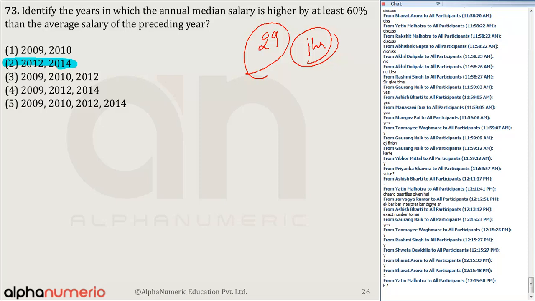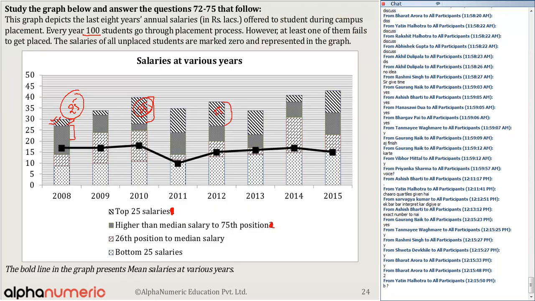Okay, let's go back to this particular diagram. I will erase this, let me delete all the annotation. So if I am talking about the year 2008, what is the mean salary? The mean salary is equal to 17. The mean salary in the year 2008 is equal to 17 lakh.